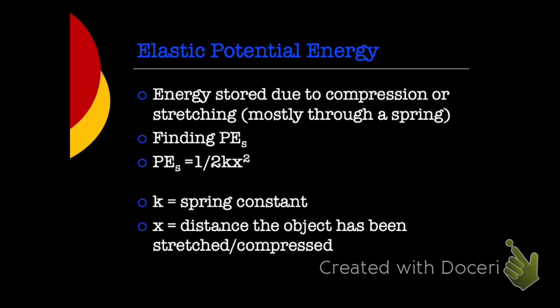So here's the equation for potential energy of a spring: 1/2 kx squared. So we're going to get three equations here for energy. This is potential energy of what? What does the S stand for? Spring. I want that equation to go on your equation sheet as well. K is something called the spring constant, and x is the distance that we've been stretched or compressed.